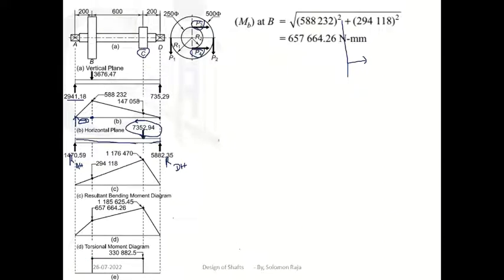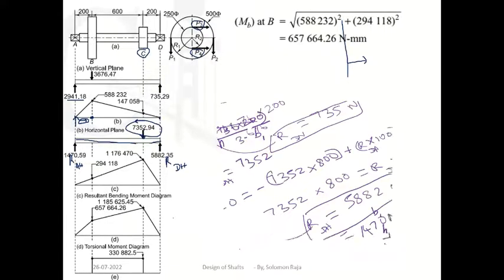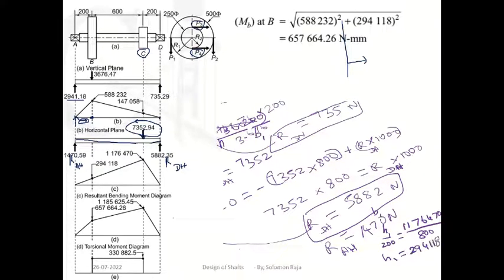So h1 by 200 equal to, what is that height? 1176470 divided by, what is the breadth? Breadth is A to C, 800. Now you will get the answer as 294118. So we got this value. The same thing here also.